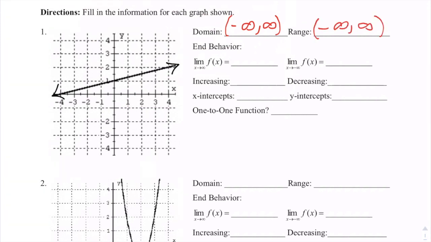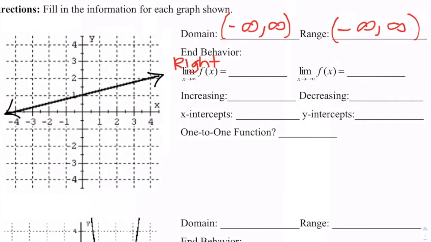Now we're going to talk about end behavior. So end behavior here, the limit as x goes to infinity. Now this is the right side of our graph. And so we're going to look over here at the right arrow of our graph. And so that arrow, as we go to the right, is also going up forever, so it's going to infinity.